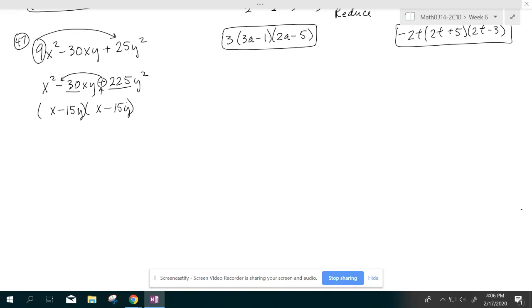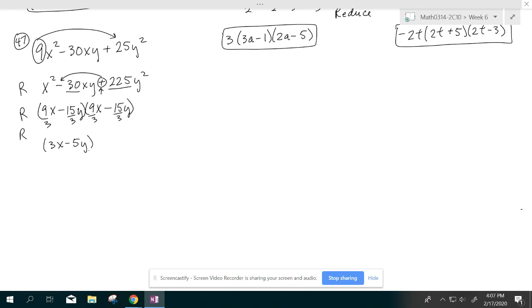Okay? So we removed the 9. Now we need to replace the 9. And then we need to reduce if possible. So what goes into 9 and 15? And did you notice this is identical? So that's going to be 3x minus 5y times.